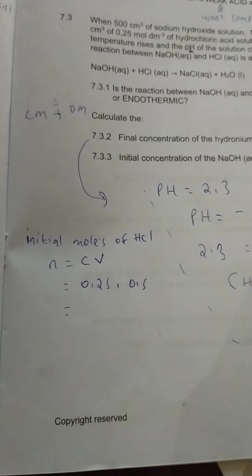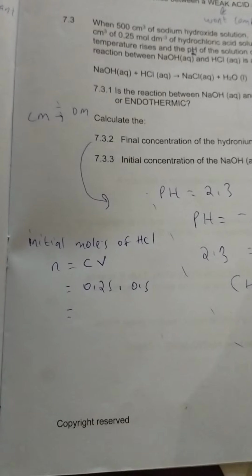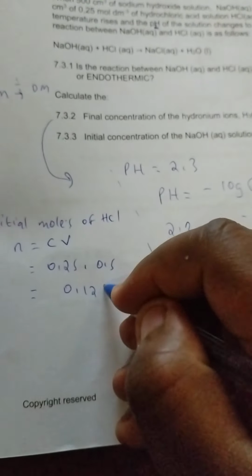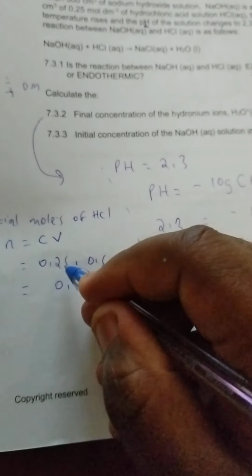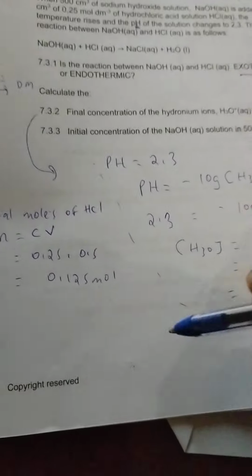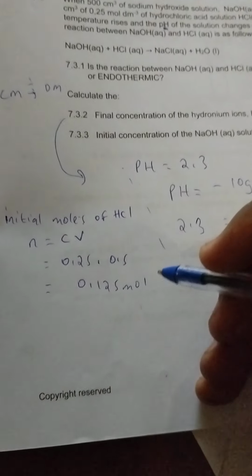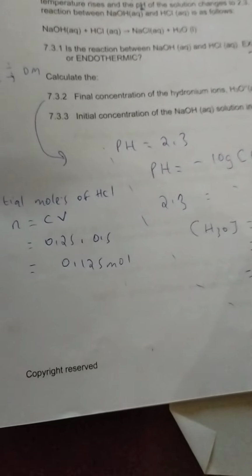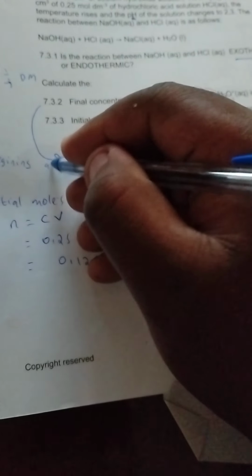And then just multiply the two, 0.25 times 0.5. Okay. So basically, it's 125. Basically, it's 25 times 5. I didn't think about it that way. So there'll be 0.125 moles. That'll be the moles of HCl at the beginning. So now, remember, something needs to be done. We need to have something at the beginning, and also at the end, or after something has been done to it.